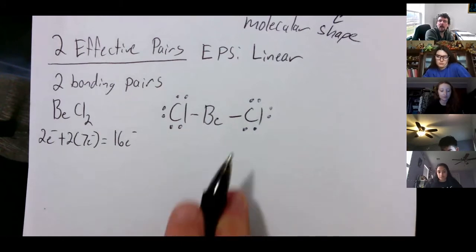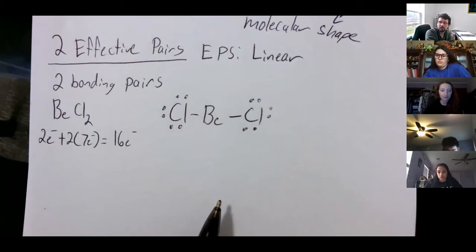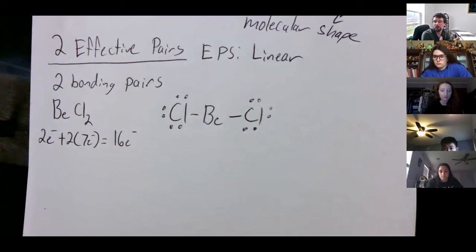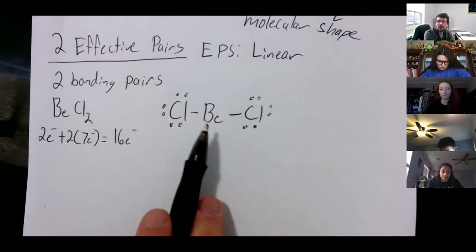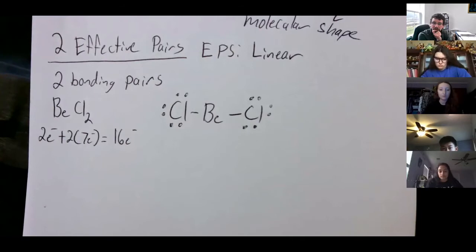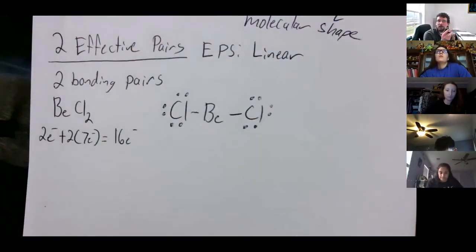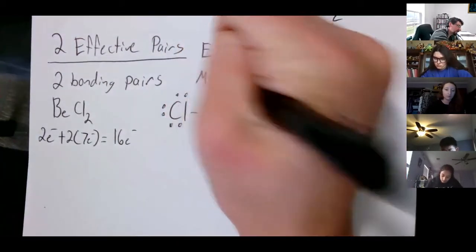Okay, now looking at this beryllium, how many effective pairs are around that center atom? 2. How many bonding regions are around this atom? 2. Because remember, effective pairs are a little bit different. Effective pairs also consider lone pairs around the central atom. So how many regions of bonding do we have? 2. So we have 2 bonding pairs. And I said whenever you have the same number of bonding pairs as you do effective pairs, the molecular shape is the same. So what is the molecular shape of this system then?